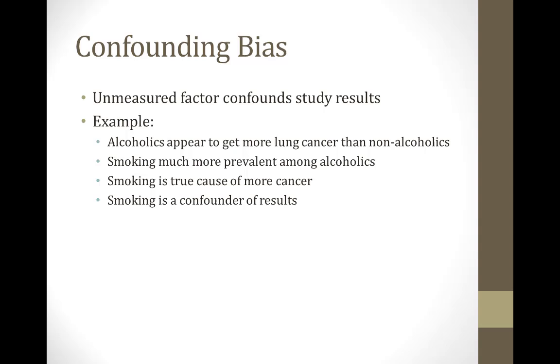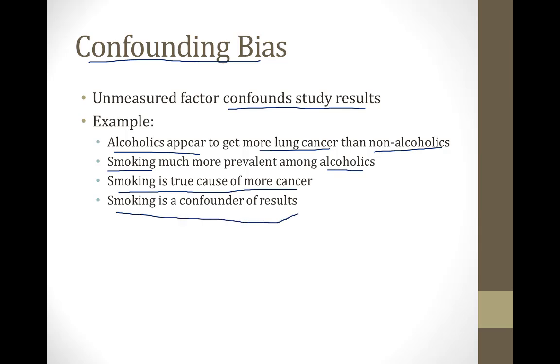Now we're going to talk about a very important and high-yield type of bias called confounding. And this is when an unmeasured factor confounds the study results. So let's consider an example. Suppose we study alcoholics and it looks like they get more lung cancer than non-alcoholics. This might make us think that drinking alcohol causes lung cancer. However, it turns out that smoking is much more prevalent among alcoholics. So smoking is the true cause of more cancer, and we would call smoking a confounder of the results. It makes it look like drinking alcohol is the cause, but it is not.